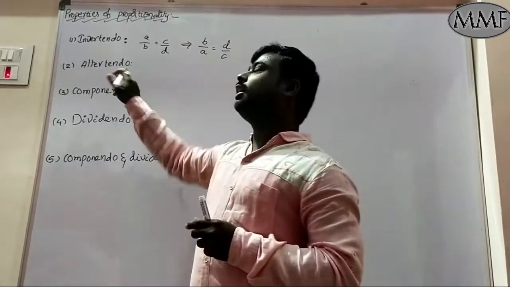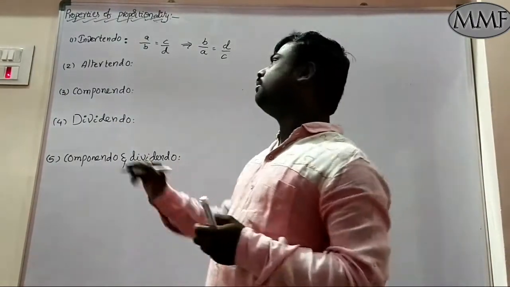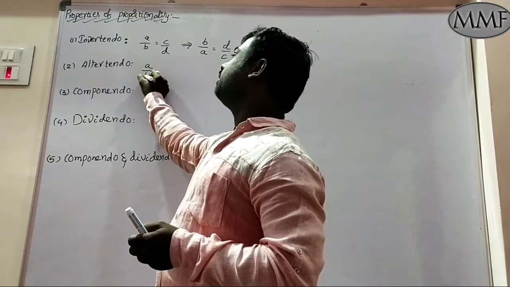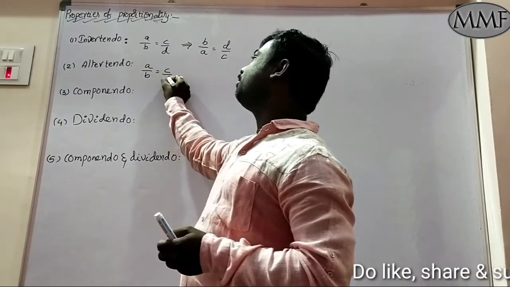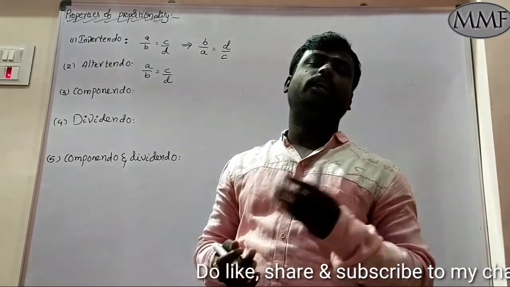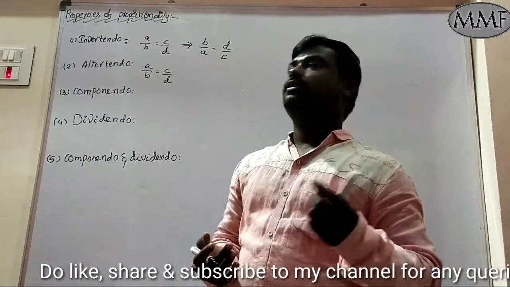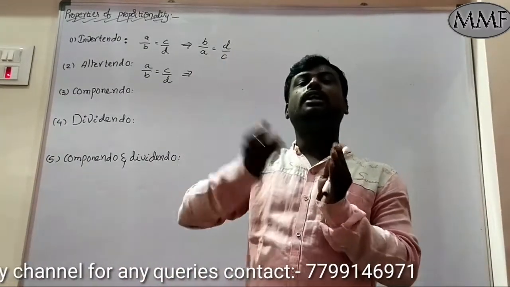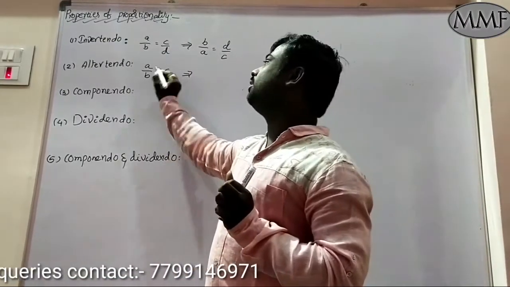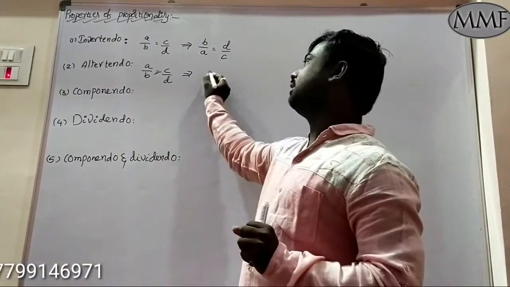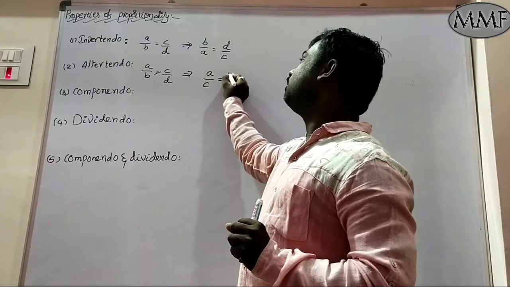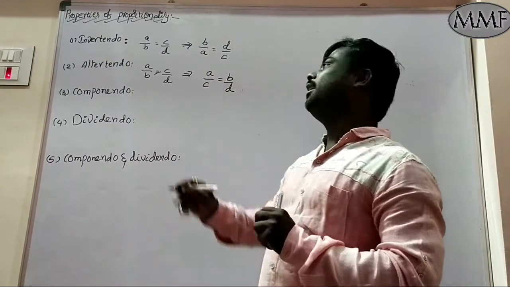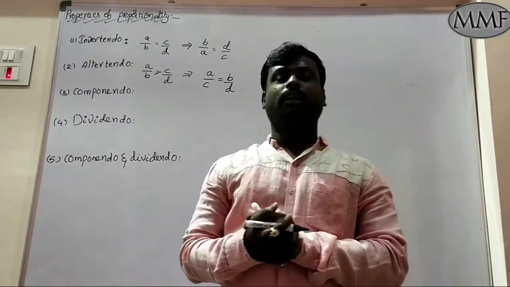Then alternando means what? Again same definition. If A, B, C, D are in continuous proportion, means I can say A by B is equal to C by D. Then what is alternando? You are altering the ratio. How these two numbers are altered? So that is nothing but A by C is equal to B by D is nothing but alternando.